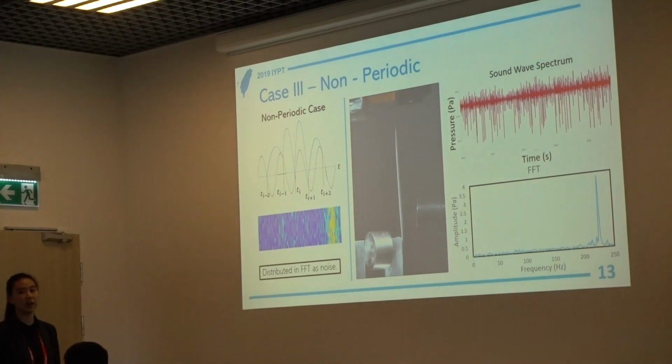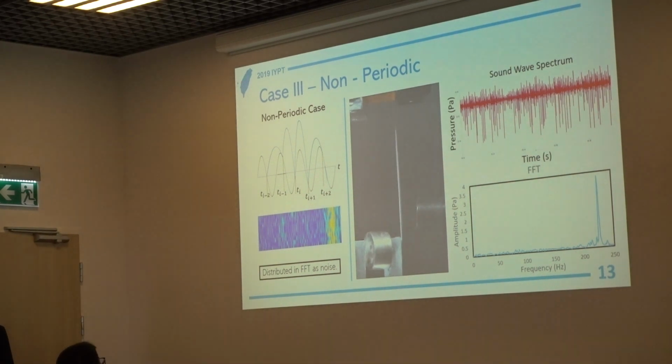And this is a non-periodic case, where the paper cannot reach a stable node, meaning it might be between two stable nodes, giving it an unstable condition. It will collide with the tuning fork at different places every time, so in the FFT it will be distributed as noise.